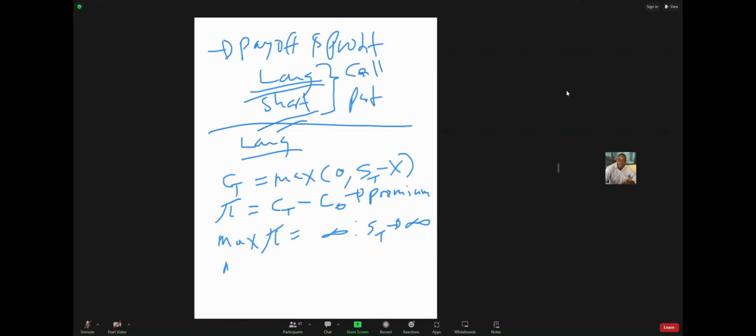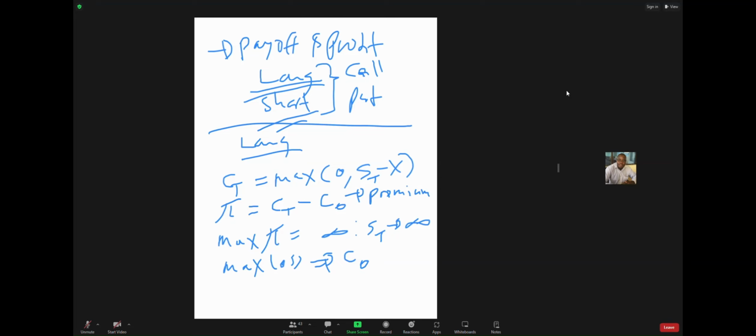Then the maximum loss. Maximum loss is the premium you pay. Just like insurance, the worst you can lose when you have a car is the premium that you pay. Just like that, we also consider the premium paid as the maximum you can lose.